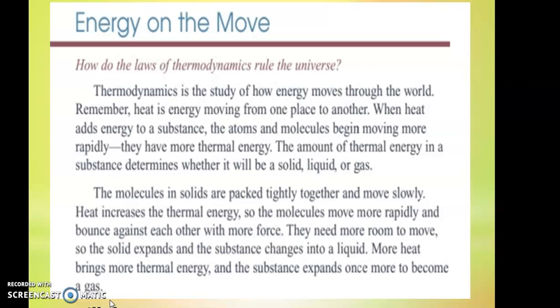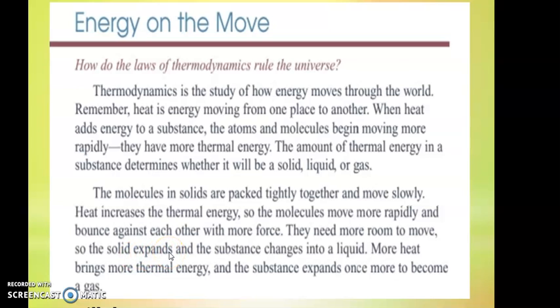So like a conclusion of this reading, we can determine that thermodynamics is the study of how energy moves through the world and the different stages, for example, of one substance. It's not only water. We can include chemicals or other substances that can convert to solid, liquid, or gas. And the word is expands, right? Expands. So let's go to the reading.